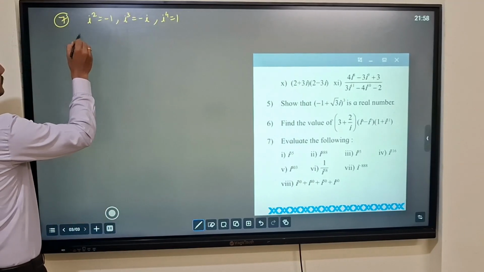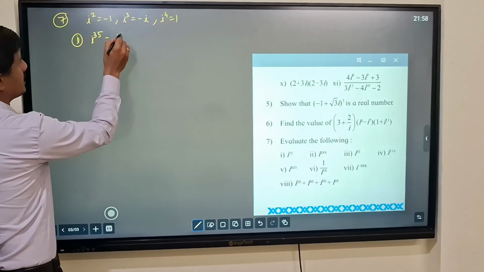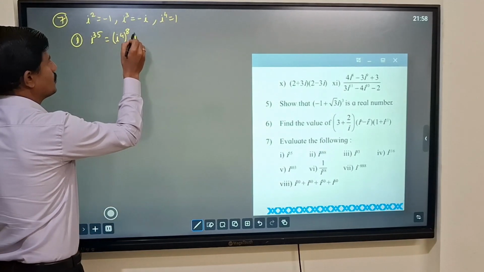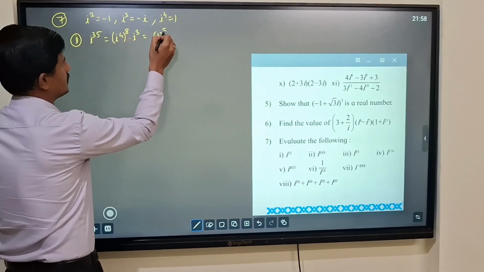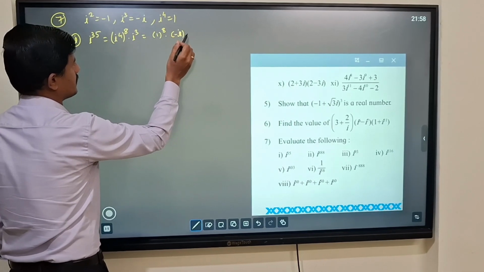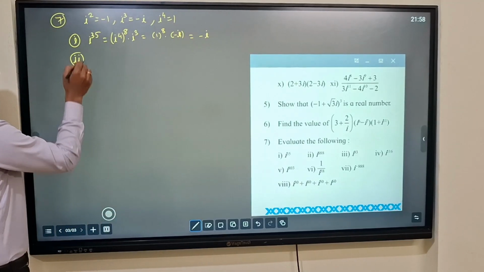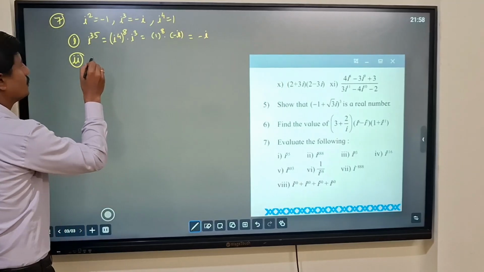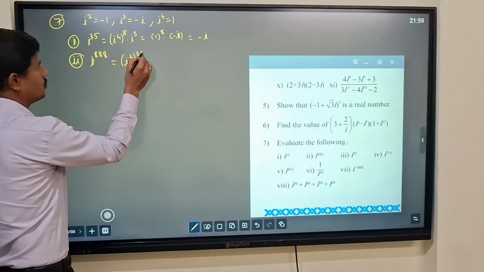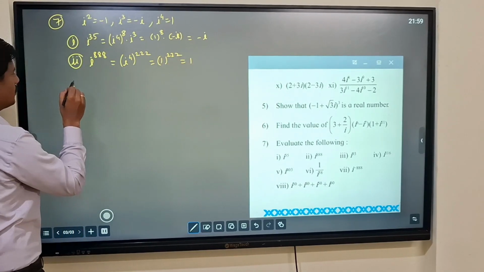Now, first one, i raised to 35. I can write i raised to 4 into 8. 4 times 8 is 32, into i cubed. So this becomes 1 raised to 8 into i cubed, which is minus i. So this becomes minus of i. Second, i raised to 888. So this becomes (i⁴) raised to 222. So this becomes 1 to the power 222. It's simply 1.